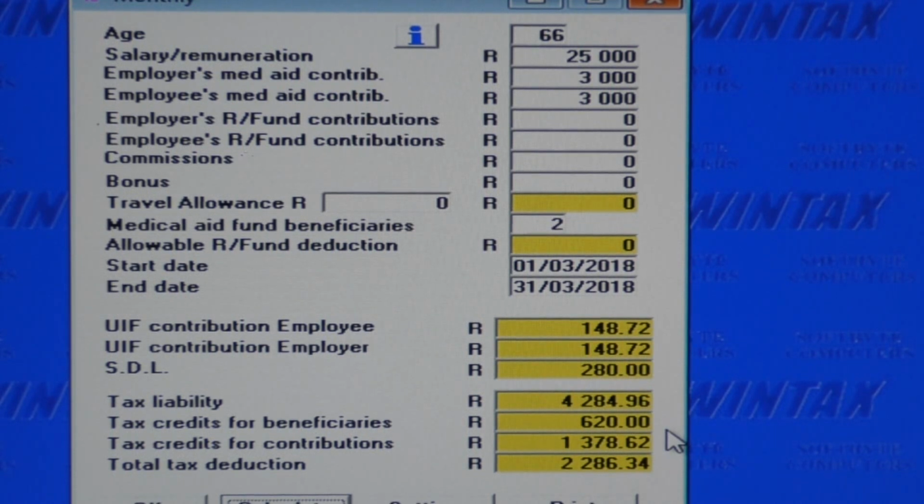If I had to make this taxpayer's age 65 or older, then you can see that not only is the tax liability less, but the employer is obliged to grant the employee additional tax credits for contributions, in addition to tax credits for beneficiaries. Medical aid fund contributions may not be used as a deduction against income, but are instead converted to tax credits, and tax credits come straight off the tax you have to pay.